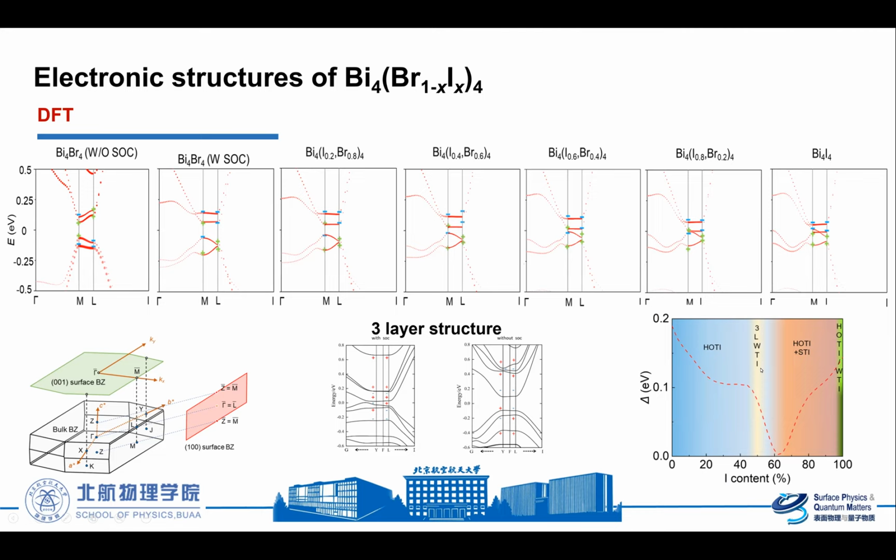Then it changes back to the higher order topological case. And then there is a topological band evolution, and the higher order topological insulating nature plus the strong topological insulating nature coexist in this region. And for the pure bismuth iron dioxide case, it is a higher order topological insulator or weak insulator depending on different structures.